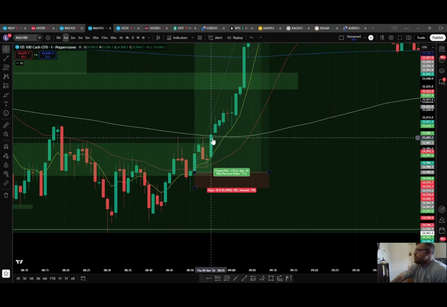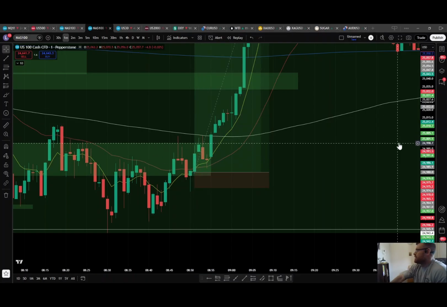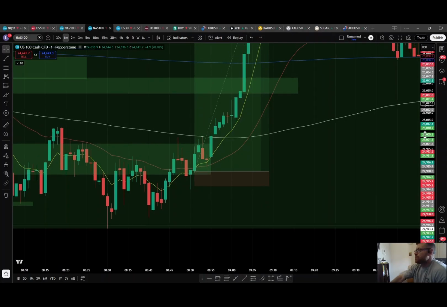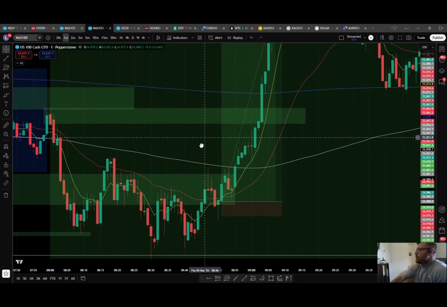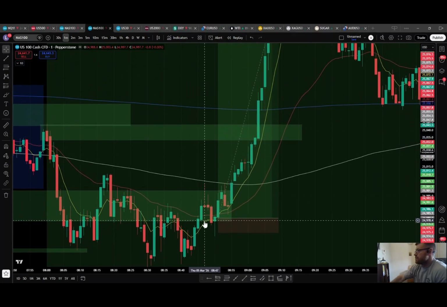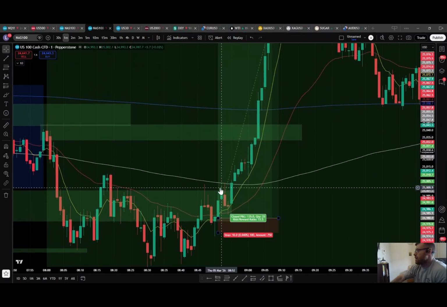And then I just sat back and managed it dynamically because I got my 3R already in the morning. We swept the lows and reacted. This is a perfect setup for a trend day in one direction. So that's the ones I would manage dynamically.